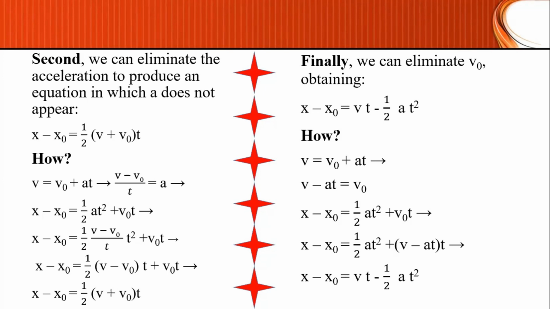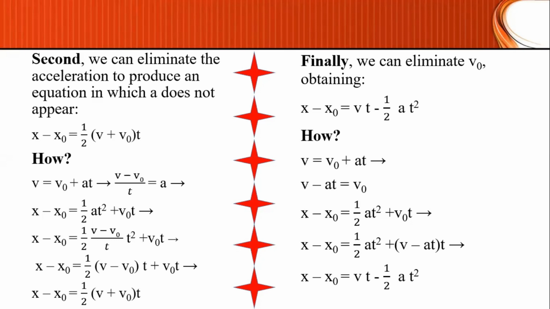And for the third equation, finally we can eliminate v0, obtaining the equation x minus x0 equals vt minus 1/2 at squared. And how do we obtain this? We start from v equals v0 plus at.